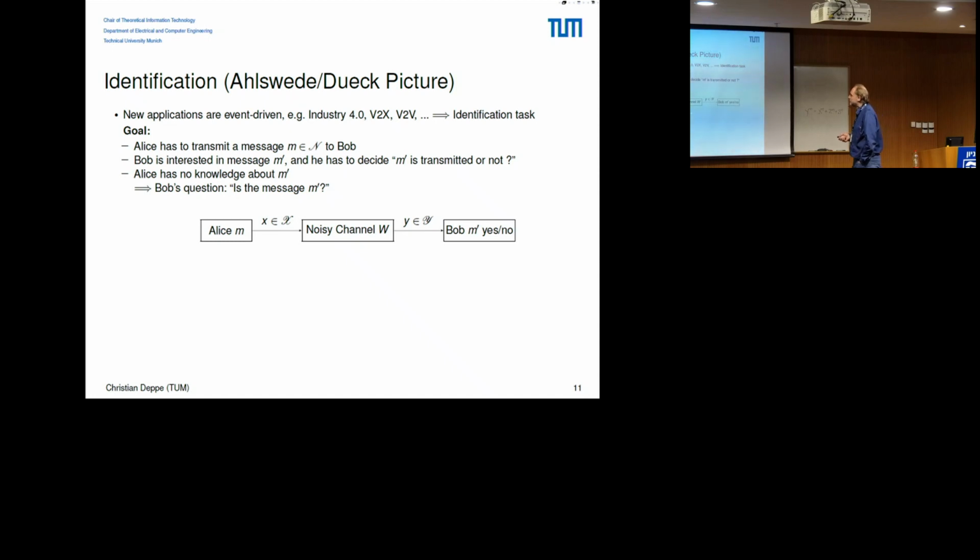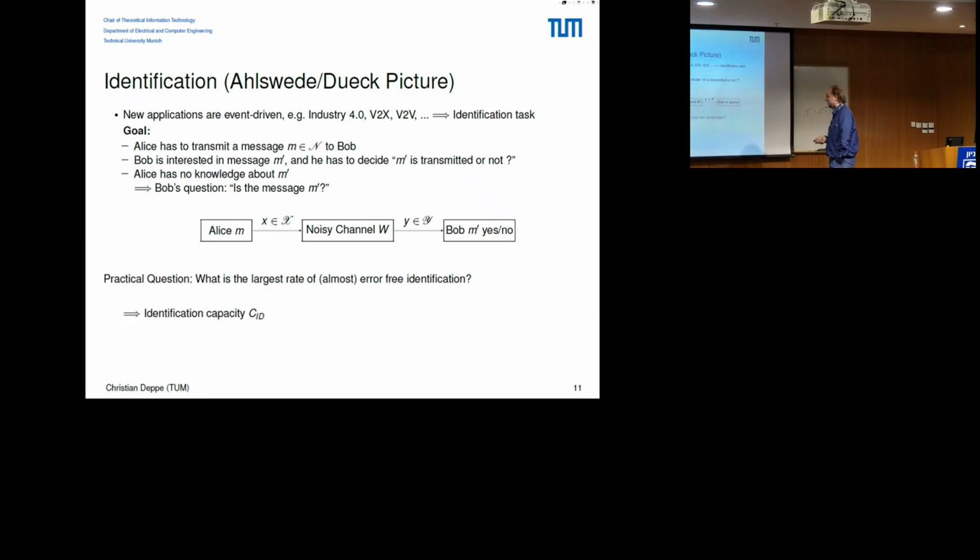Before, as you remember, I always pointed out that Bob's question is always, what is the message? Now Ahlswede and Dueck look at another scenario. Again, we have some messages, and now Bob is only interested in message M prime, and he asks, is it transmitted or not? So he just has a fixed message. Of course, this message is not known to Alice, because otherwise she would just have to send one bit. But Bob is only interested in this one.